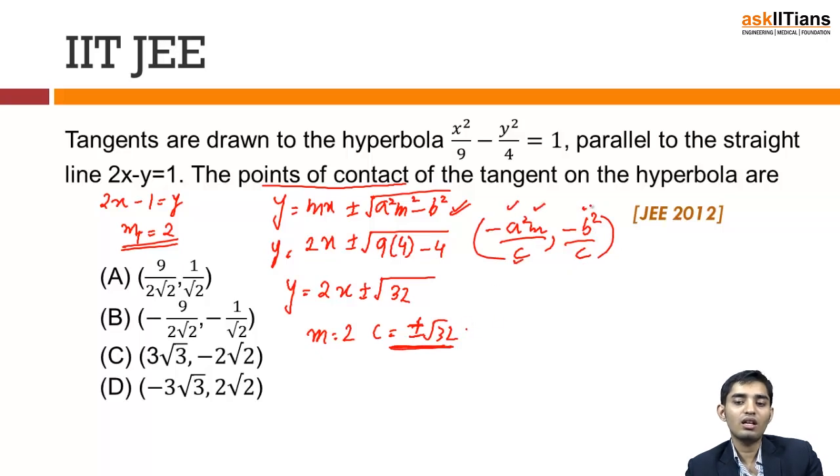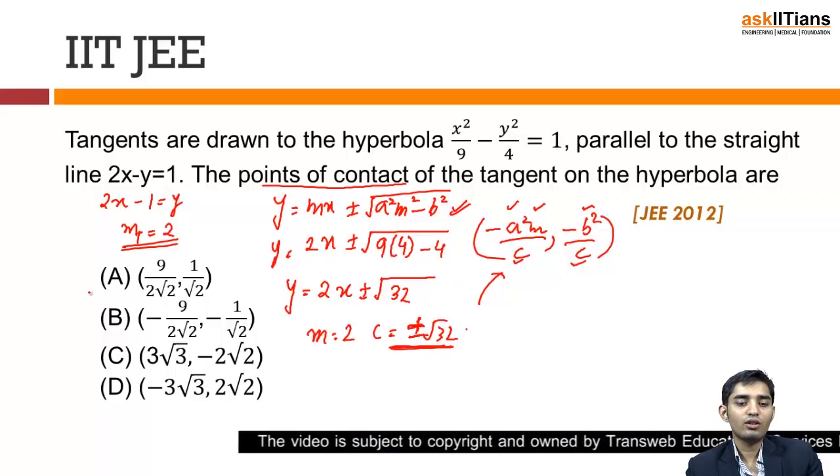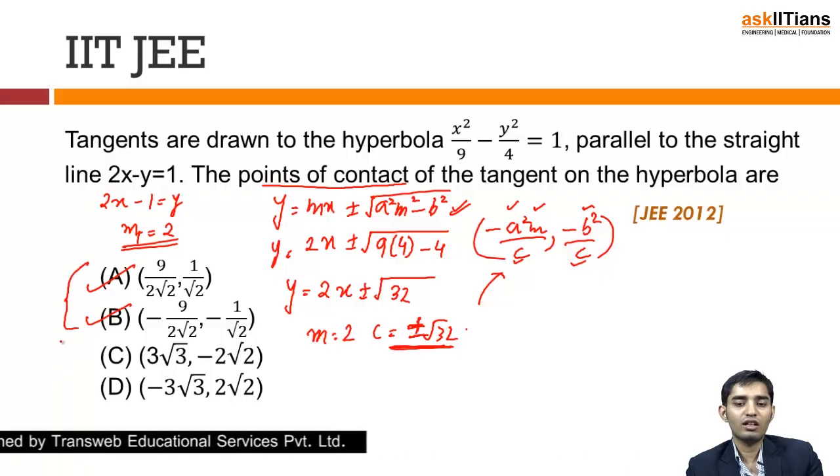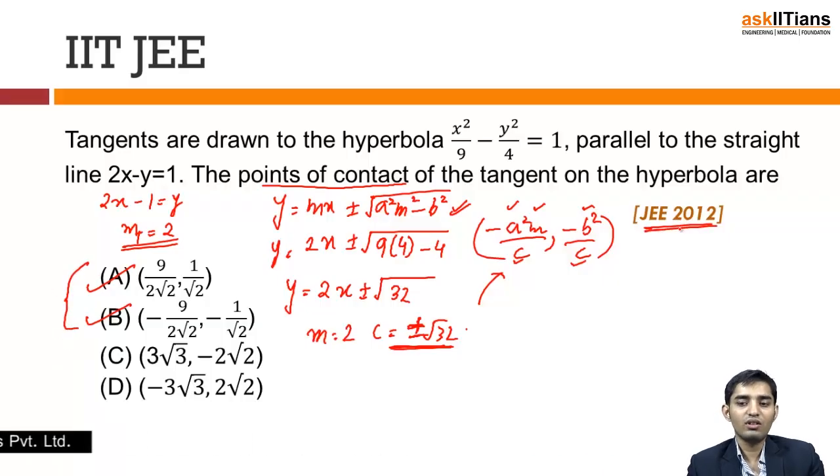Okay. So I know a square, I know m, I know c, I know b. Right. So I know all the values, so I can find out the point of contacts just by putting all these values. I have two values for c, plus and minus. So I will get two options correct, right? If you solve it, you will get a and b will be the correct option. And this question came in JEE 2012.